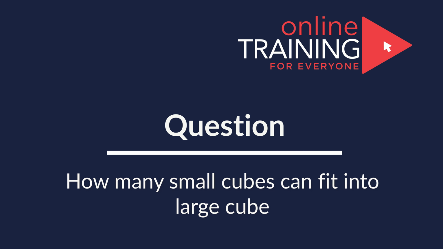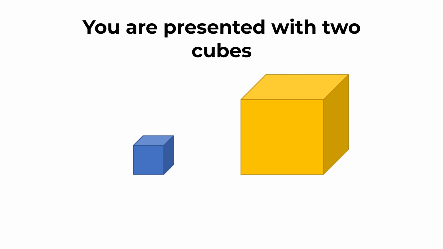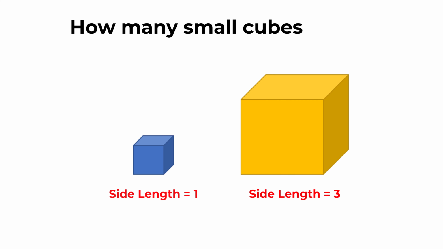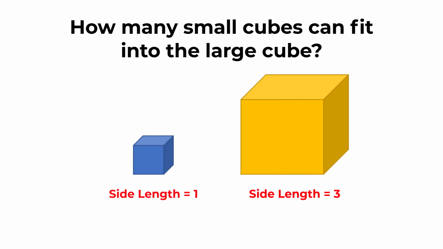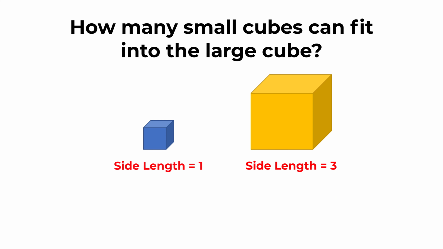Here's a cool question which you frequently see on the test. You're presented with 2 cubes. One cube has side length equal 1 unit, and the second cube is a larger cube and it has side length equal 3 units. So the question is, how many small cubes can fit into the large cube? And you have 4 different choices. Choice A, 9. Choice B, 18. Choice C, 27. And choice D, 81.